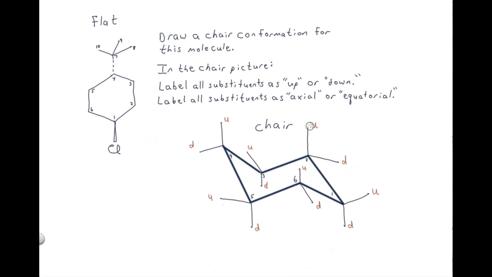Now I think it's obvious that this bond is pointing up. This bond isn't pointing straight down, but it is pointing partially down. Similarly, obviously this bond is pointing straight down. This bond is not pointing straight up, but it is pointing partially up. So that's how we distinguish between the up and the down positions for all the bonds on the ring, for all the substituents on the ring.